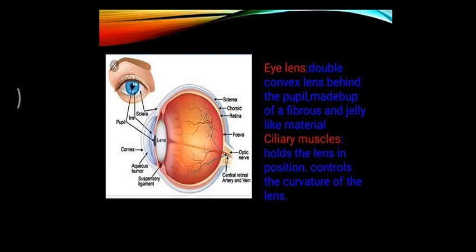Behind the pupil is a double convex lens or simply a convex lens called the eye lens. This lens is made up of a fibrous jelly like material and is held in position by the ciliary muscles. The focal length and the power of the lens is not fixed. It is adjustable as the curvature can be modified to some extent by these ciliary muscles which are holding this lens. Dear students, have a look at this picture.